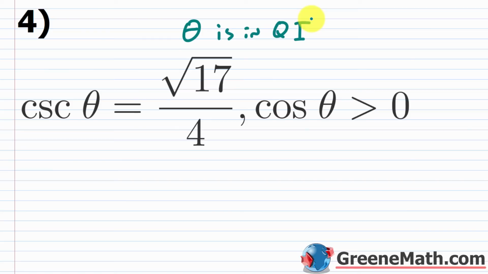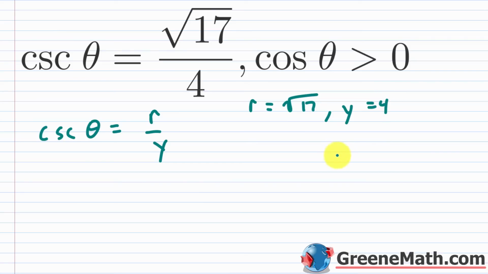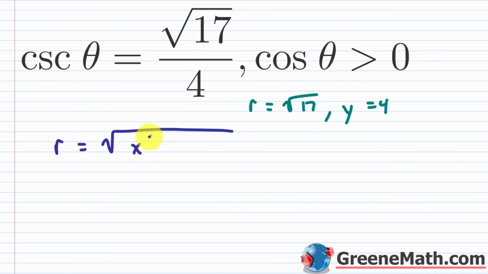Okay, so now that we know that, the x values are positive and so are the y values. So coming down here, for the cosecant of theta, this is going to be r over y. So that tells me that r is equal to the square root of 17 and that y is equal to 4. So I just need to figure out what is x. So to do that, again, you just plug in to your r formula. So r is equal to the square root of x squared plus y squared. So we know r is the square root of 17. So let's fill that in there. And then for y, it's 4.